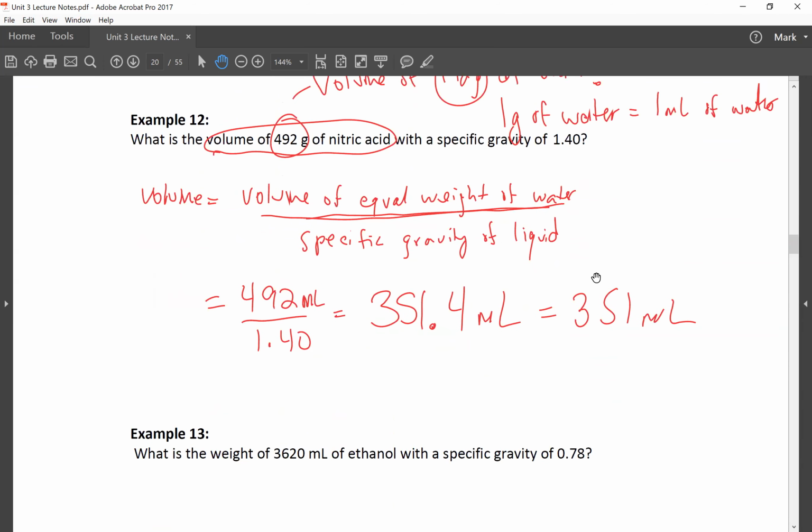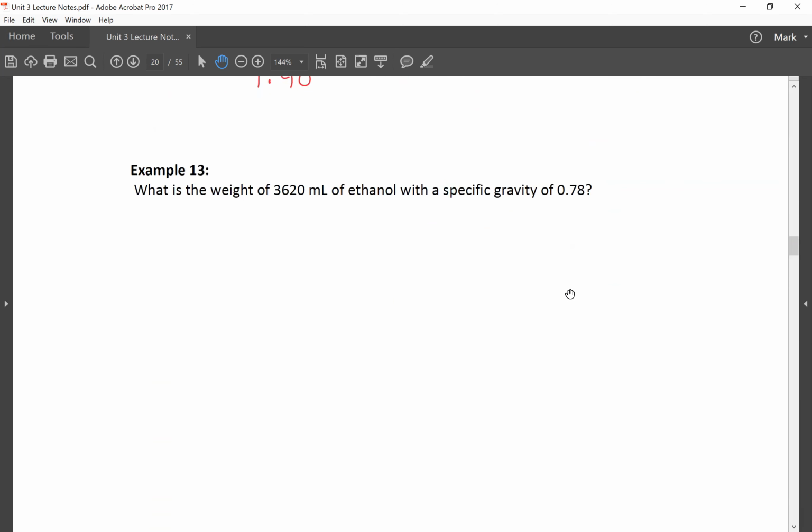Okay, so I hope that's cool. Let's look at another one, and then I'll let you guys practice and we'll check the time. What is the weight of 3,620 milliliters of ethanol with a specific gravity of 0.78? Okay, so interesting, but we can do this.